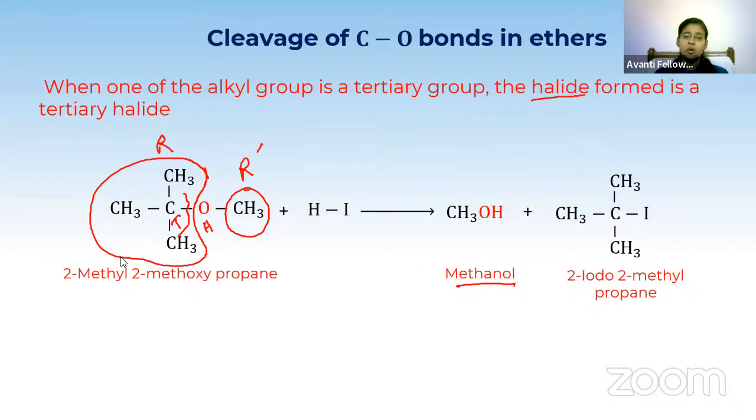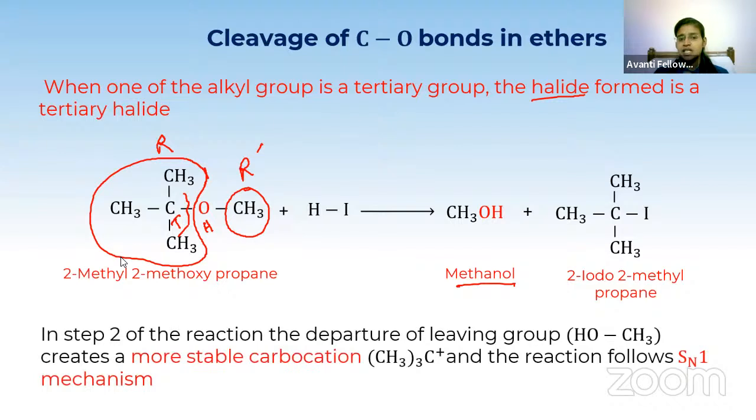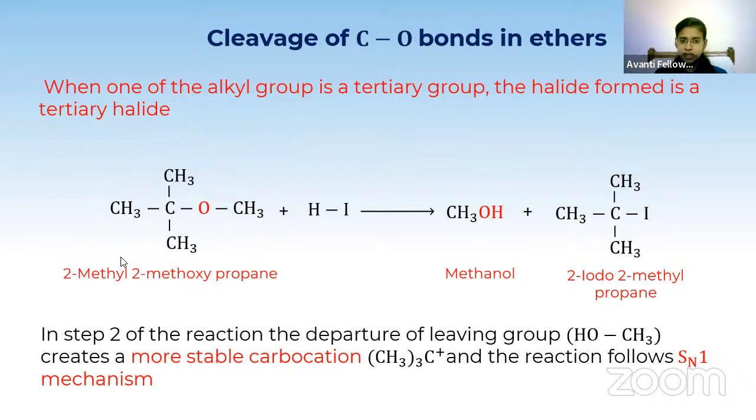So why are we getting a tertiary halide as the halide component? There should be some reason, right? I will give you that. This reaction actually takes place in 2 steps. In step 2 of the reaction, the departure of the leaving group, which is CH3OH, creates a more stable carbocation, which is the tertiary carbocation, and the reaction follows the SN1 mechanism. So that is why this C-O bond is getting cleaved.